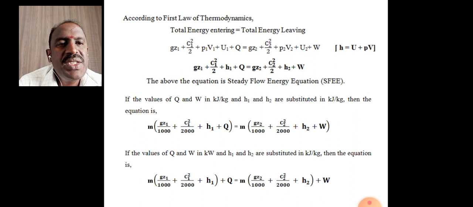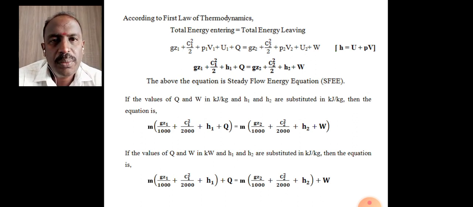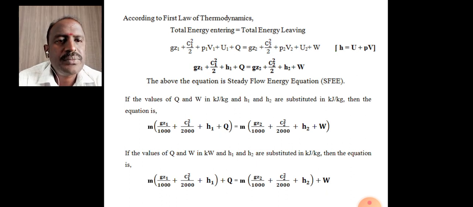In the above equation, the mass flow rate throughout the system is constant, so we are not considering the mass flow rate here. If the values of Q and W are given in kilojoule per kg in the problem, and the enthalpies H1 and H2 are also in kilojoule per kg, then you have to rearrange the formula. So g Z1 by 1000 plus C1 square by 2000 plus H1 plus Q equal to g Z2 by 1000 plus C2 square by 2000 plus H2 plus W.